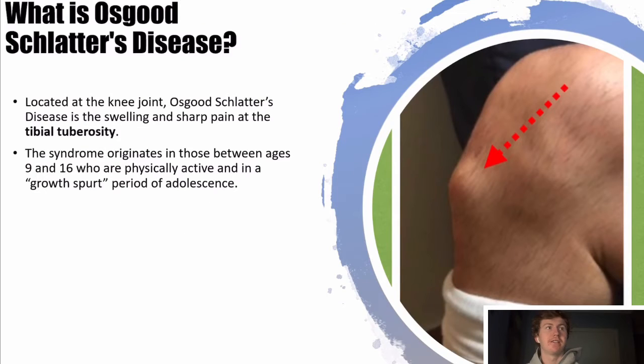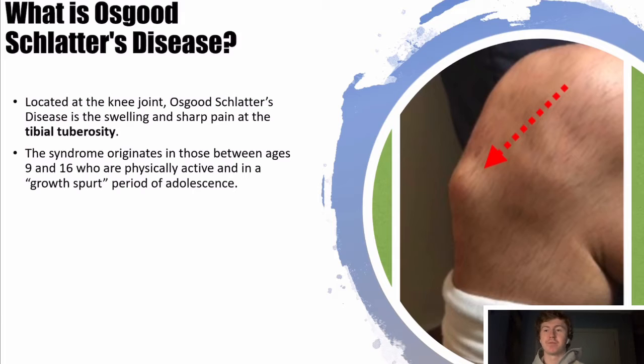So let's get started. What is Osgood-Schlatter disease? You might be thinking in your head, what is Osgood-Schlatter's? And I'm here to tell you that it is located at the knee joint. It is a swelling and sharp pain at the tibial tuberosity. As you can see in the image on your screen here, that is what it looks like. It is a lump of your growth plate extending outwards exteriorly.